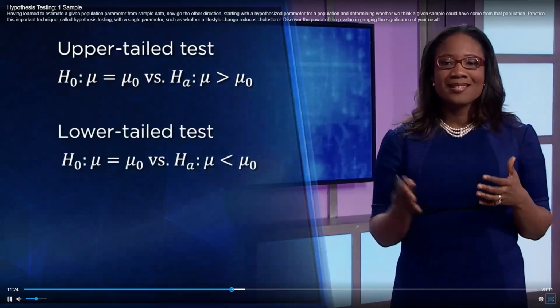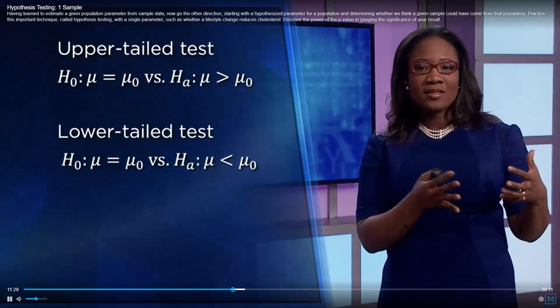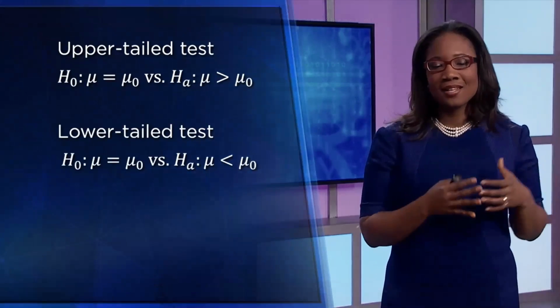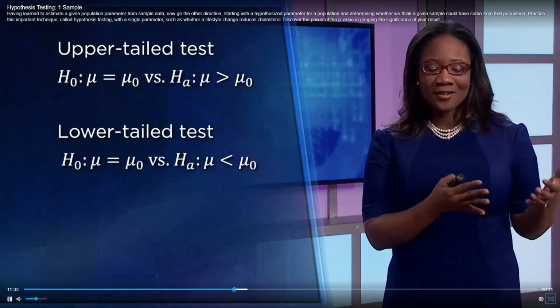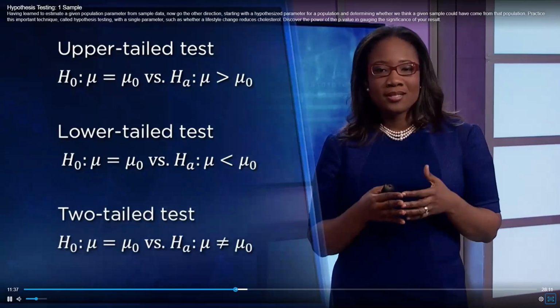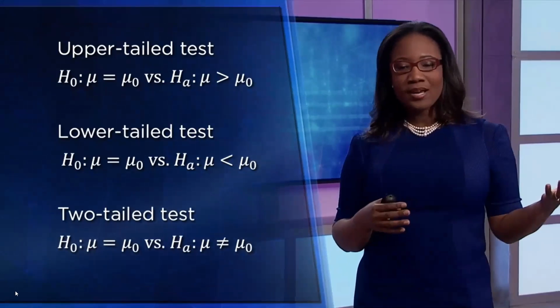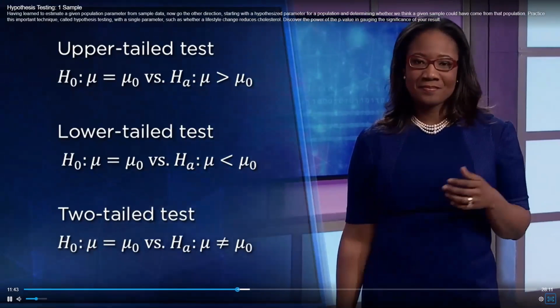A lower tail test is the opposite of that. Now we're assuming that our sample comes from a population that might have a mean that's less than the null. So that's our alternative hypothesis. And then lastly, we can do a two-tailed test. Now we're looking to see if our sample is different from the null, either greater than or less than.